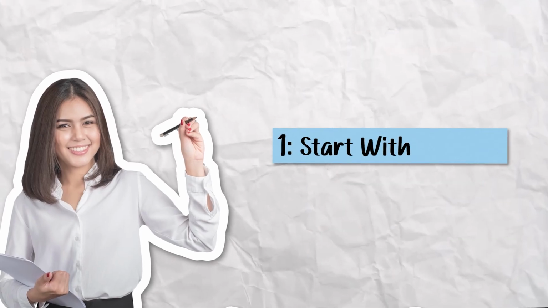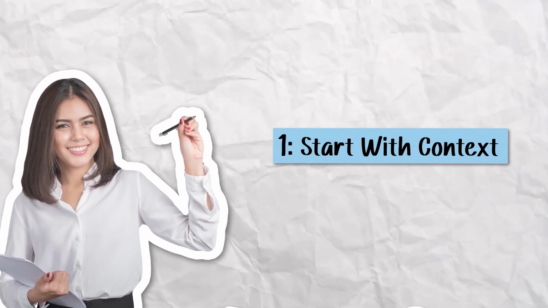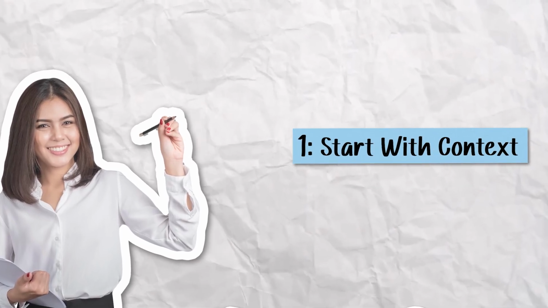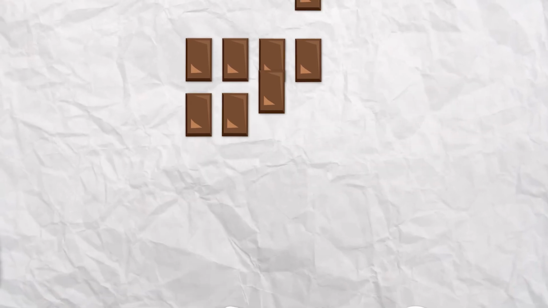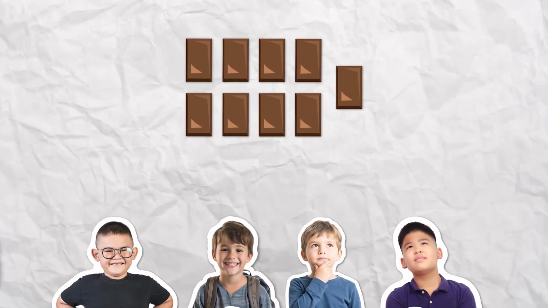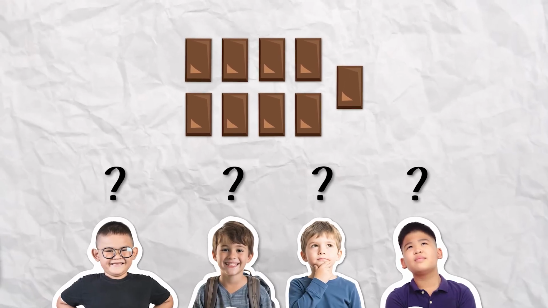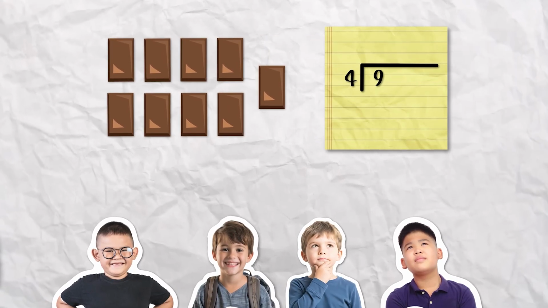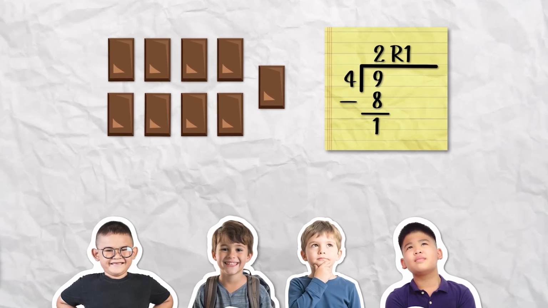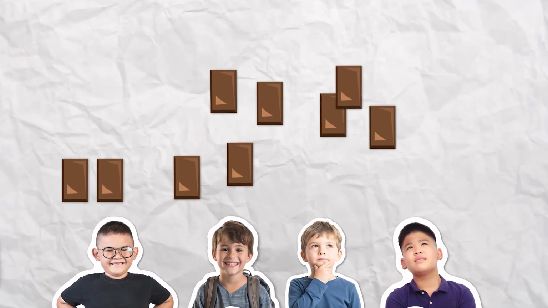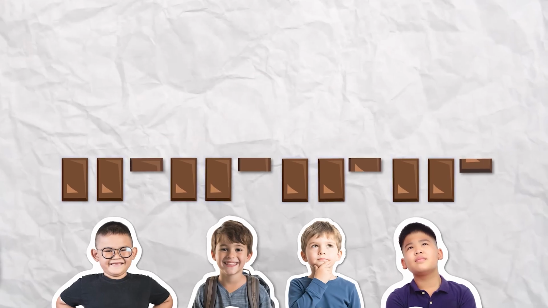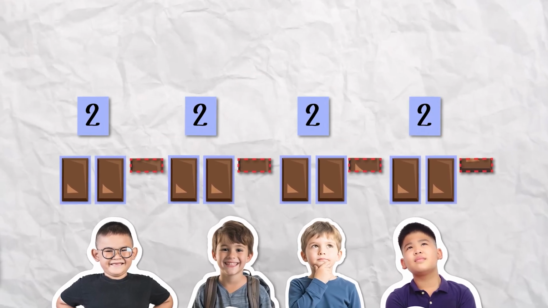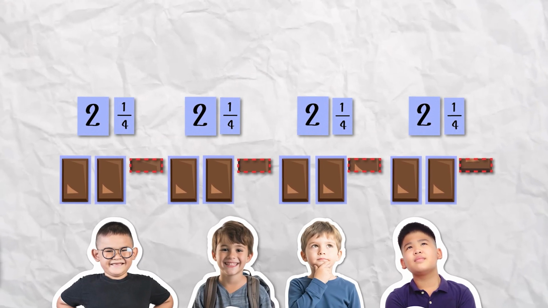Strategy 1, start with meaningful context. Whenever you introduce a new concept or address a struggle, start with context students can make sense of. Try this one. You have 9 chocolate bars to share equally among 4 friends. How much does each friend get? This is good context for fractions because 9 isn't divisible by 4. Students have to think about equal partitioning, the foundation of denominators. This context helps cement the concept of fractions in a way that they can more easily relate to and understand.